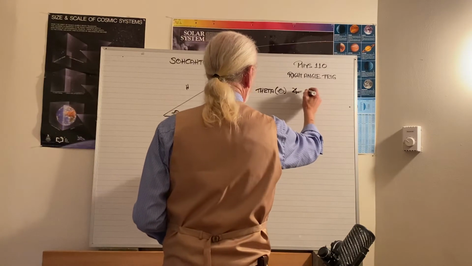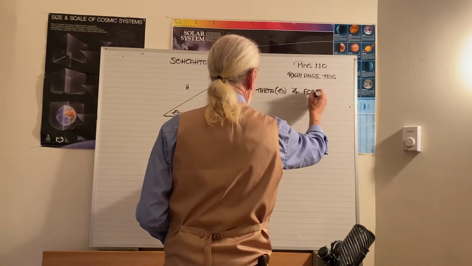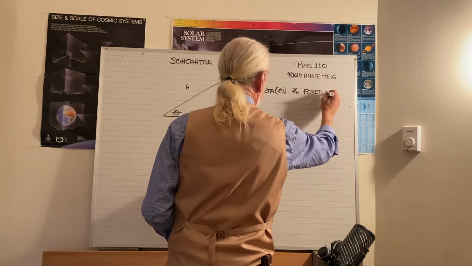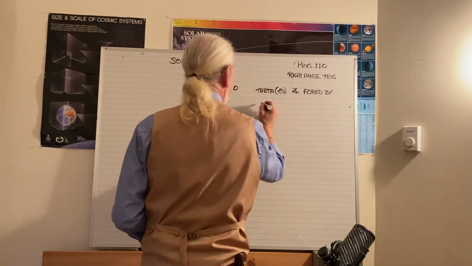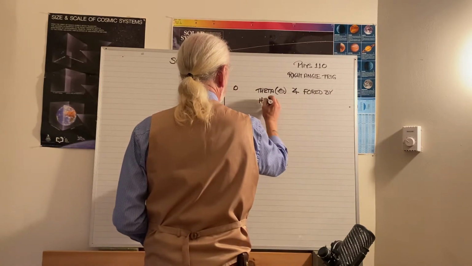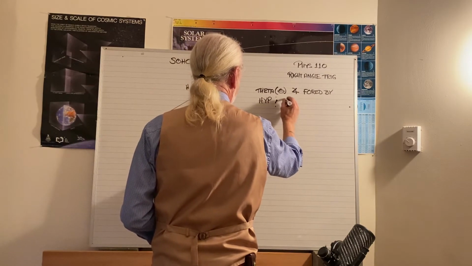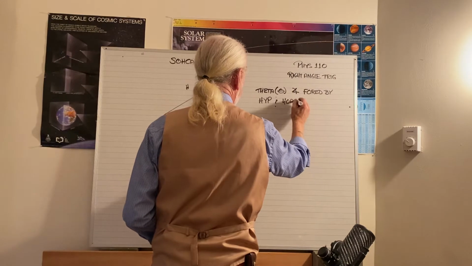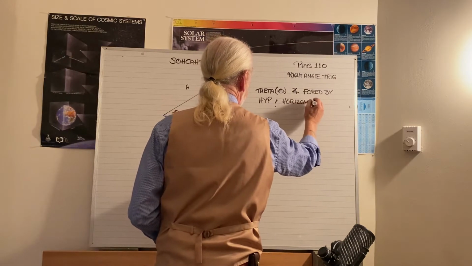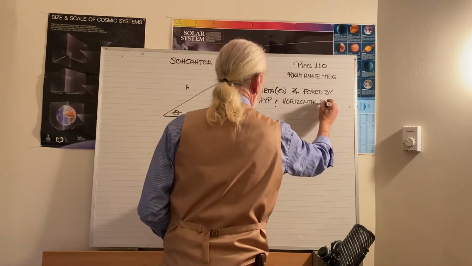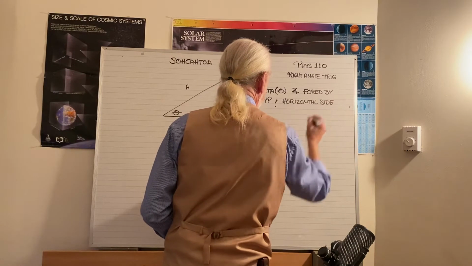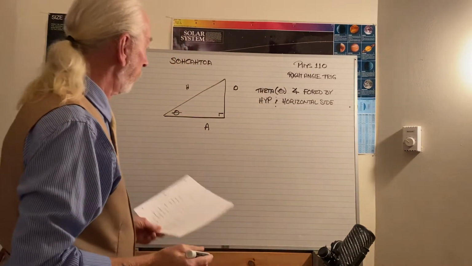that's a symbol for an angle, formed by the hypotenuse and horizontal side. Hypotenuse.